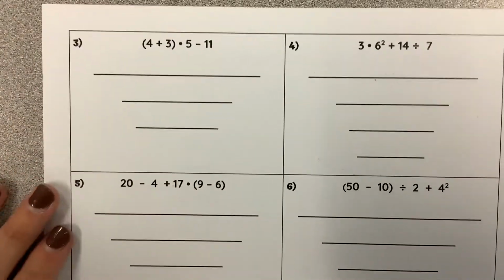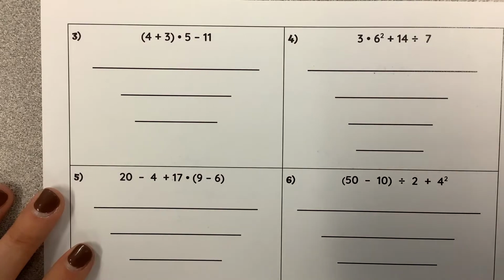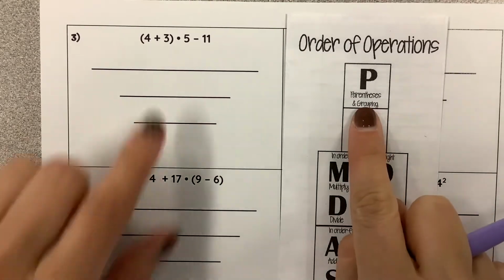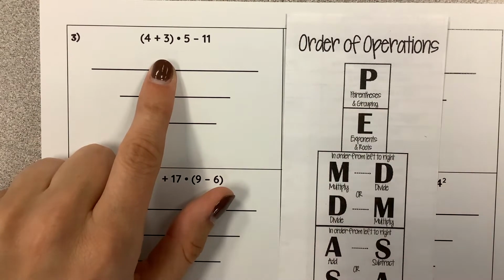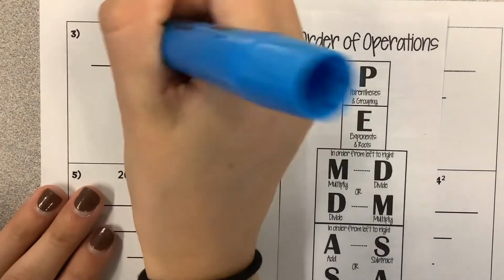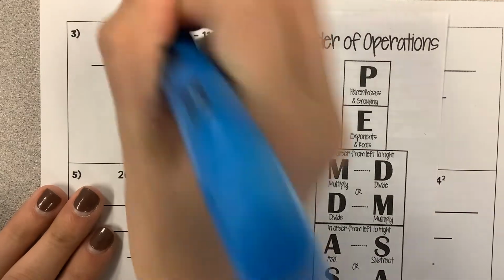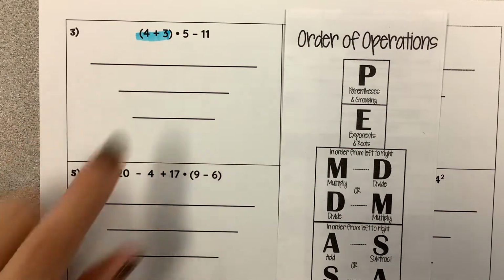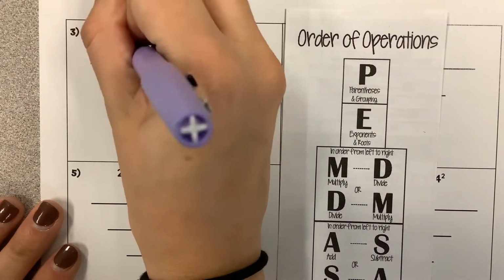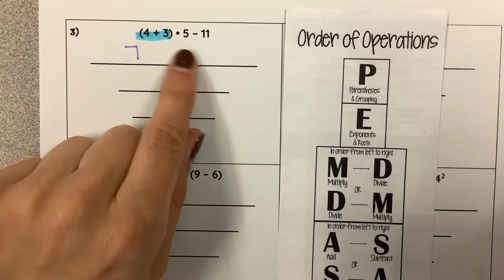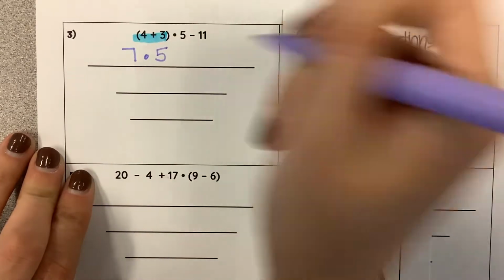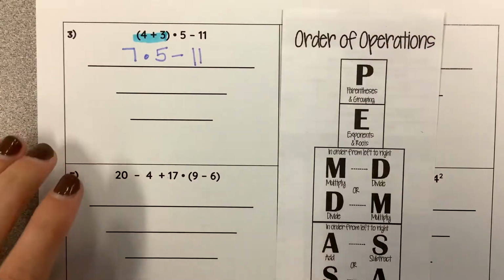Okay, let's try another example. A little bit longer of a problem here. So again, going through my order of operations, I'm looking first, are there parentheses? Yes. So I'm going to start with the parentheses. So I'm going to highlight that. Inside the parentheses, 4 plus 3 is 7. I'm going to bring everything else down. Bring down the times, bring down the 5, bring down the minus, bring down the 11.